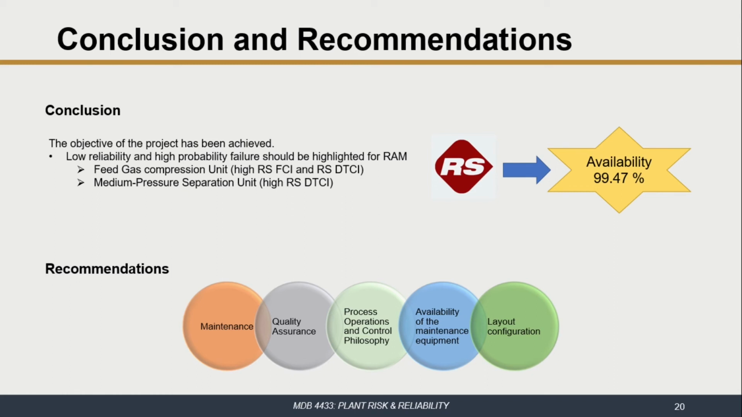For recommendation, there are 5 sections. Firstly, maintenance. Proper maintenance planning and scheduling should be applied. For QA, the installation plan should be followed. Next, process operation and control philosophy. In applying general operation plan, the plan should be from a collaborative idea of different departments involved in the plan.